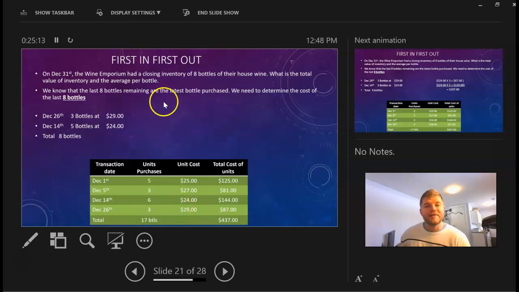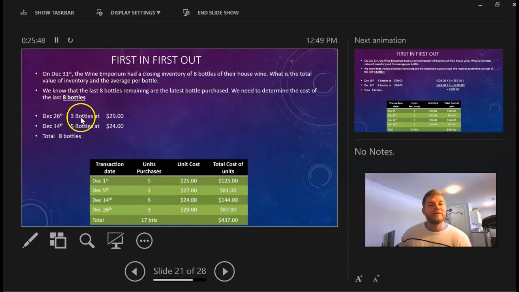Now, what we have to understand is that if we have 8 bottles left, because it's first in, first out, the stuff that we bought first would be the stuff sold first. So the 5th stuff, or the first stuff, will be sold. Basically, you go down to the bottom and you count to 8 backwards. So we'll take 3 from December 26th. We need 5 more bottles to hit our inventory of 8 bottles, so we'll take 5 of these 6. This is going to be our closing inventory: 3 bottles from the 26th and 5 of the 6 bottles from the 14th.